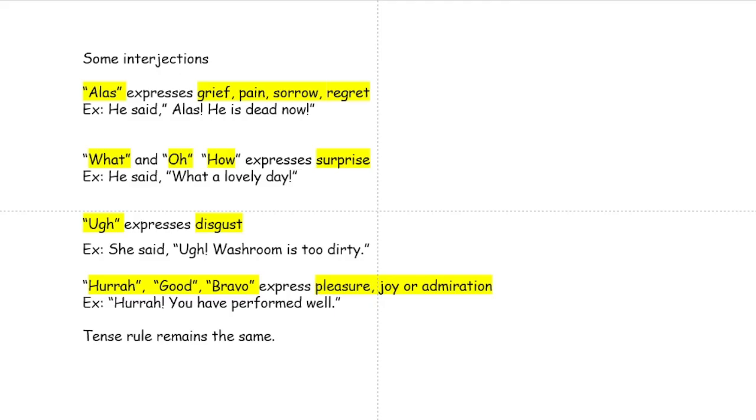Ah expresses disgust. She said, ah, washroom is too dirty. So this interjection represents disgust. Hooray, good, bravo. These interjections express pleasure, joy, or admiration, right? Example, hooray, you have performed well. And again, the tense rule remains the same, whatever we had done in our part 1 and part 2. Clear? Let's move.